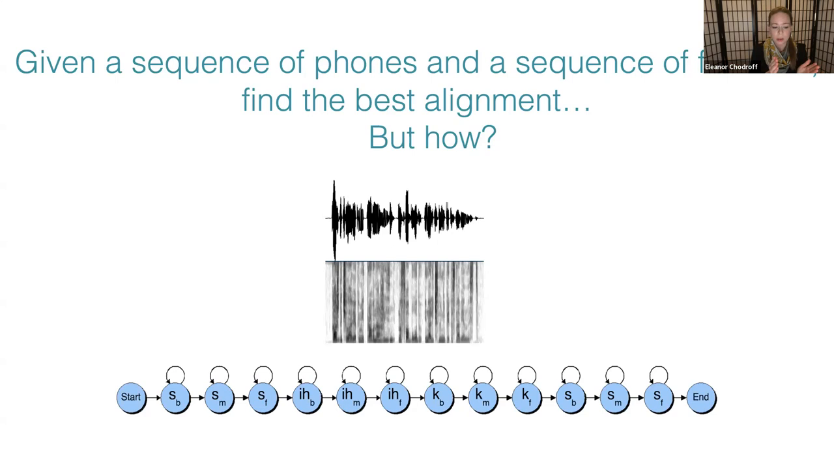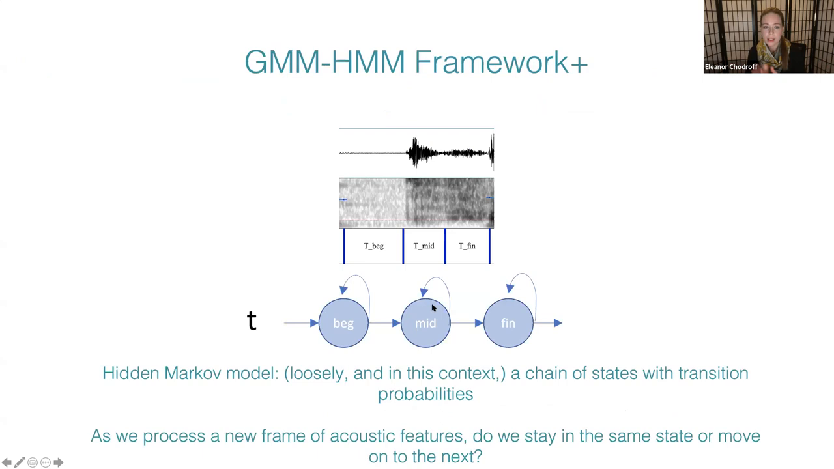So where does one phone, like an S, start, and where does it end and transition into, say, an I sound in a word like six? So we've got a sequence of the phones here, and we've got a sequence of frames. This is where what's called the GMM-HMM framework comes in, though there's a little bit more to it than just that.